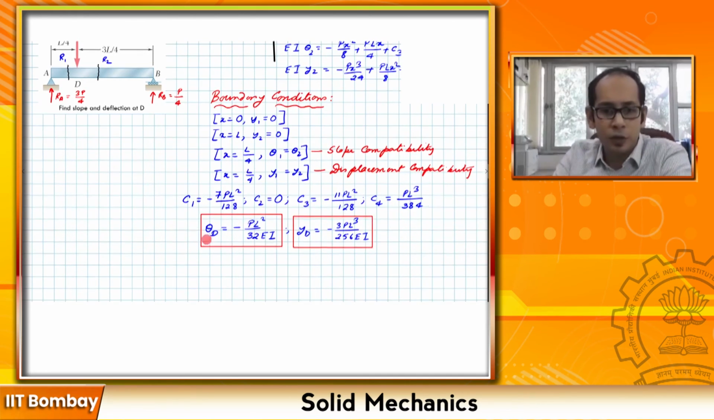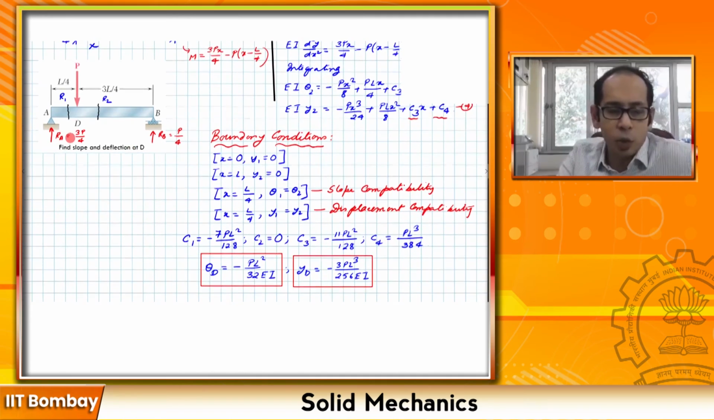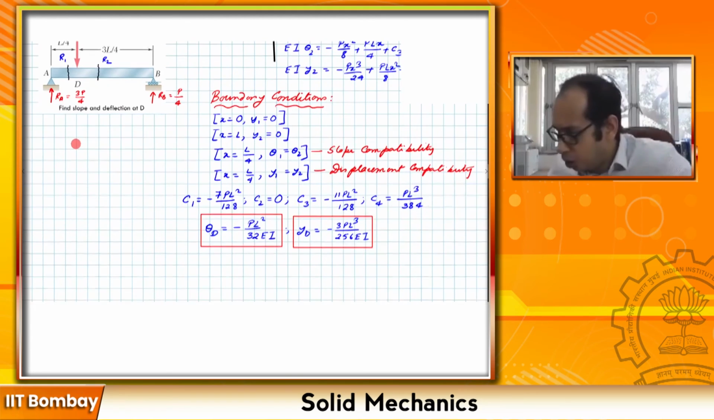So these are the values for theta d and yd, that is the slope and the deflection at the point d that you have over here. And if you try to draw the deflected shape, it would look something like this.